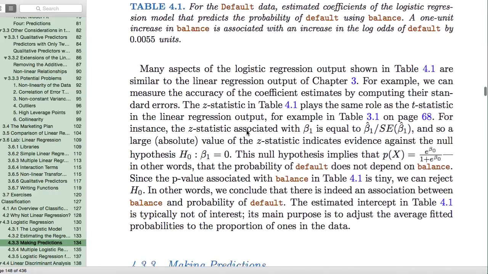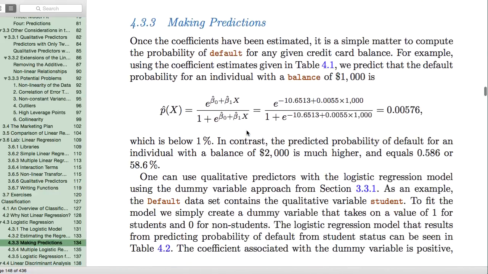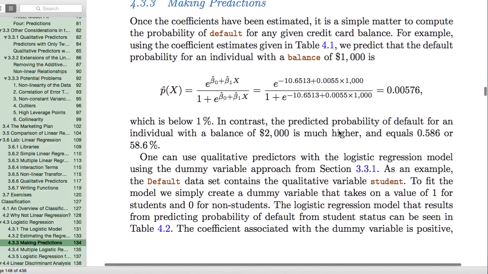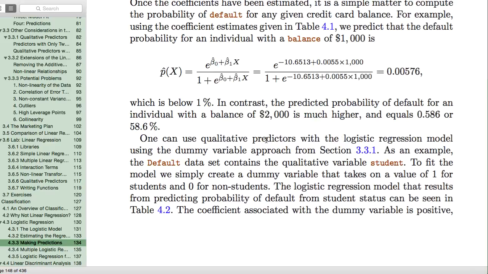Okay, now I've lost my place. Where are we? Yeah, so a person with a balance of 2,000 stands a 58% chance of defaulting, and that's if we don't know anything else. If all we know about them is their balance, those are the probabilities that we would get from plugging in the log odds there. Okay, and we can also use qualitative predictors.